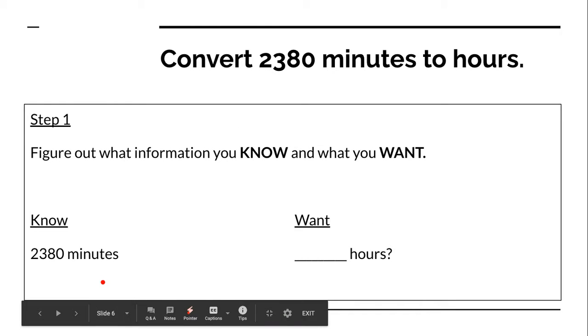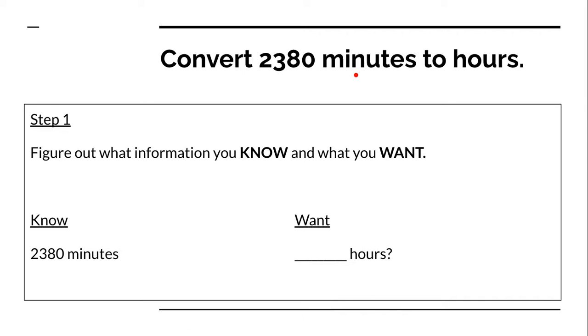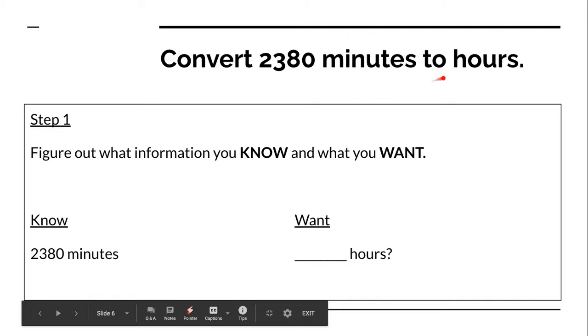So here's an example. Let's say I want you to convert 2,380 minutes to hours. So step 1, figure out what information you know and what you want to know. So in this question up here, we know we have 2,380 minutes. So I'm going to put that here, okay? What do we want to know? We want to know how many hours that is. So I put that there. That's a pretty easy one.